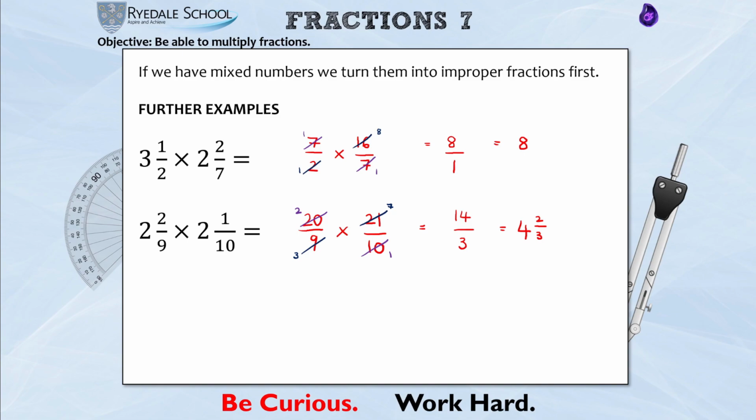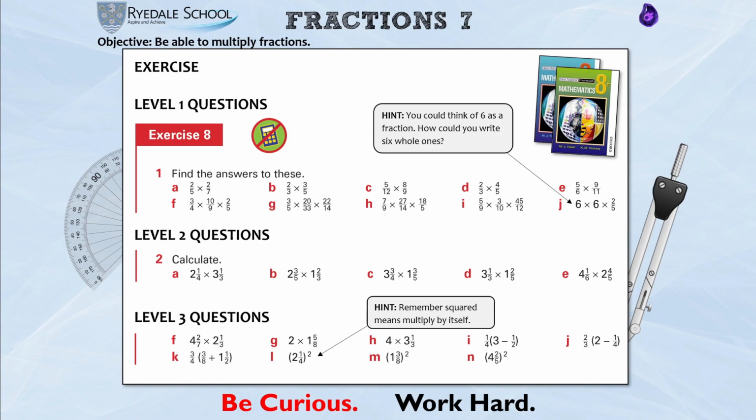Now, it might be when you do some questions today, you do not see all of the cancelling that you can do. So it might be that you end up with an answer at the end, which does cancel a little bit further. So do always look at your answer at the end and think, can I cancel that any further? So there are some questions to try. We've got some level 1, some level 2, and some level 3 questions, and all of the answers have been provided for in my PowerPoint.